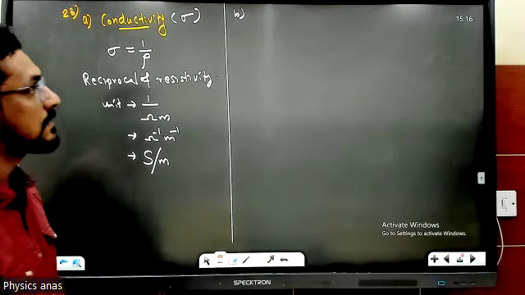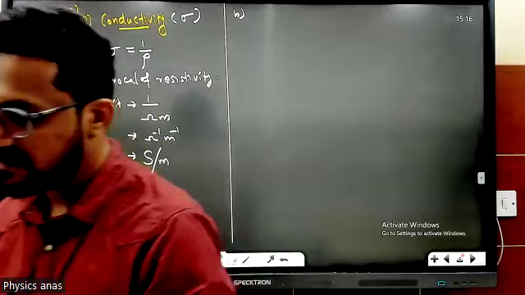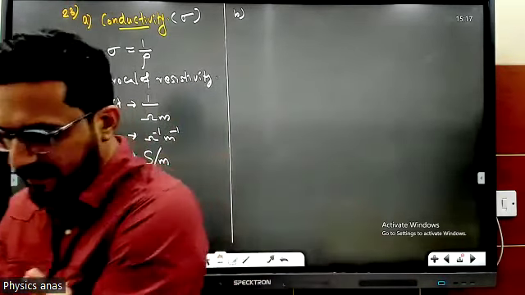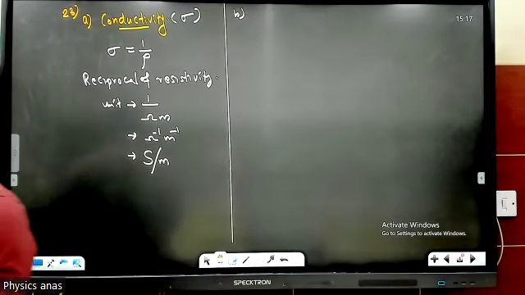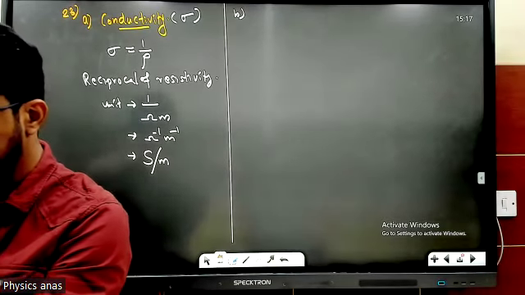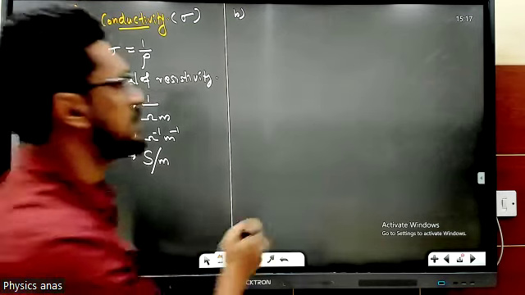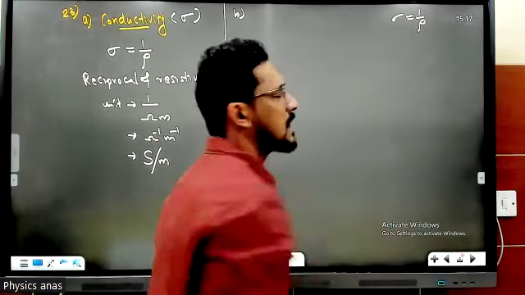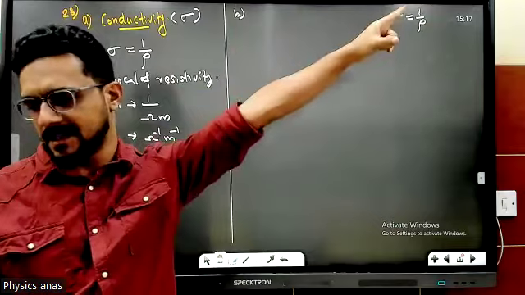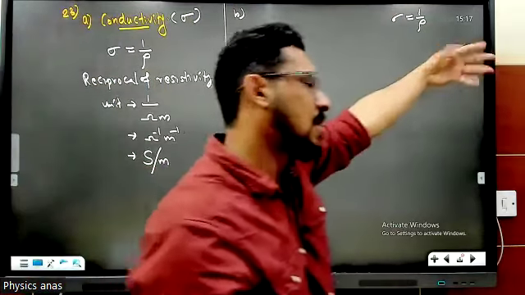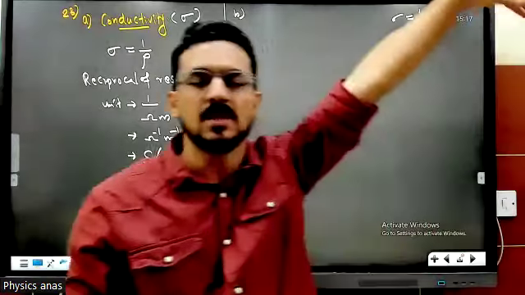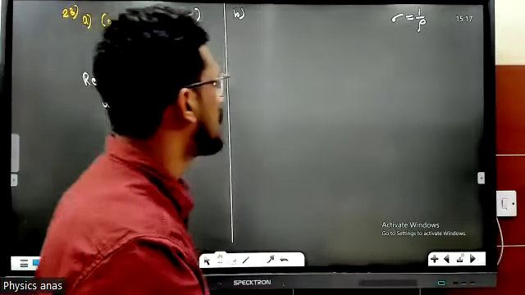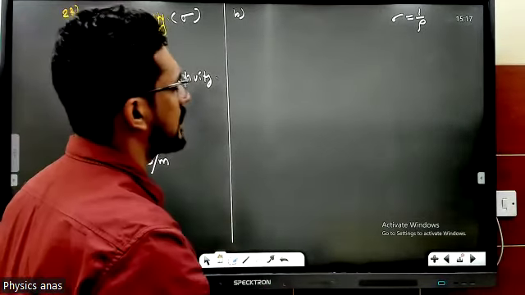Okay, how can we do this one? That's a derivation connecting number density with relaxation time. The simple equation of conductivity, sigma equal to 1 by rho, has no terms of number density and relaxation time. But we know another equation of conductivity that has number density, relaxation time, charge of electron, and all that. How can we derive that?